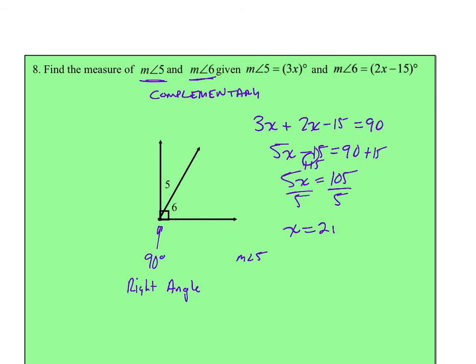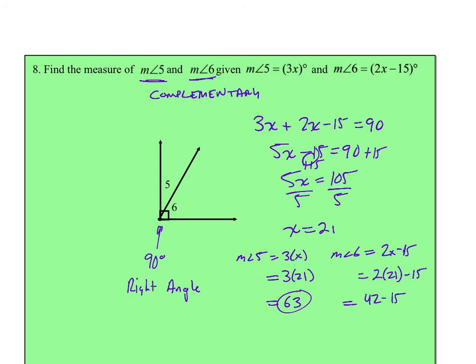So now the measure of angle 5 is 3 times x. So that's 3 times 21. That's 63. So the measure of angle 6 then is going to be 2x minus 15. It's going to be 2 times 21 minus 15. 42 minus 15. So that should be 27. So there's my answers. I know they were complementary. Then it becomes just some algebra, and you're working.